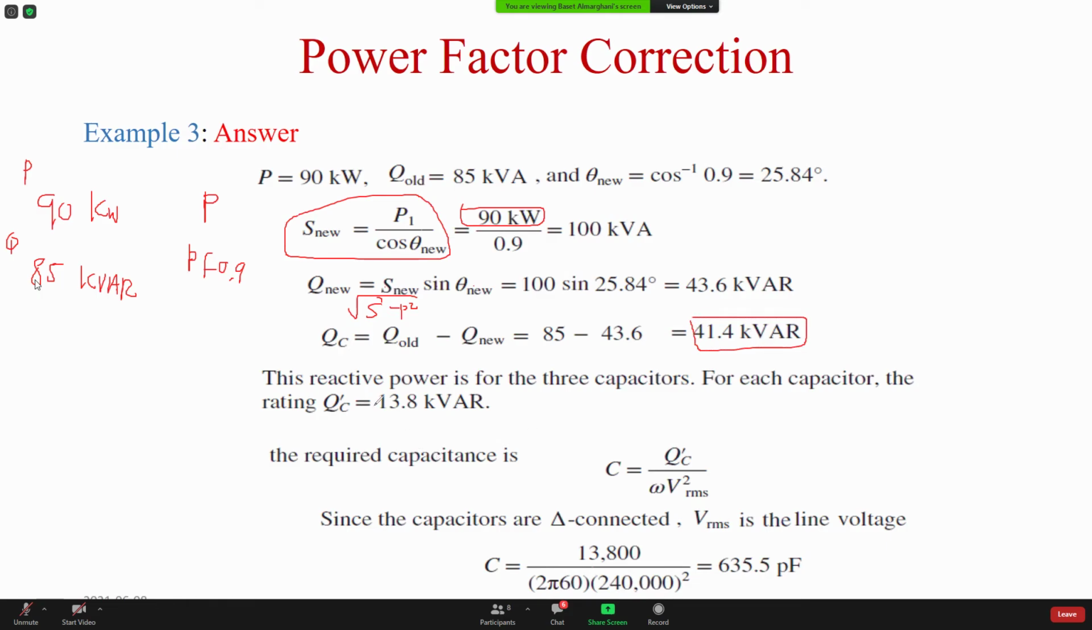So if you want single phase, now remember at the end we said we use one phase. So we take the three phase Q divided by 3. Gives you this number. Then we use the phase voltage. They give me the line voltage, 240 kilovolt, in the question. But the capacitors are connected delta. So when the capacitors are connected delta, V phase equals V line. They plug them here.